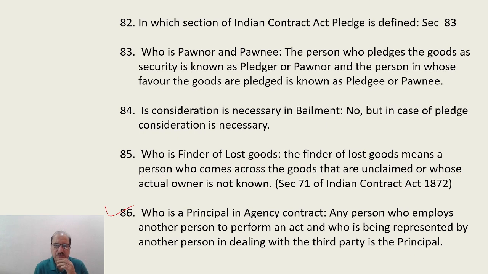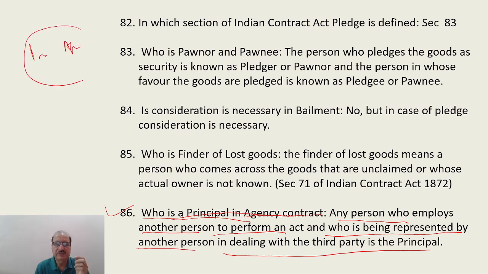Then question number 86. Who is the principal in agency contract? A person who employs another person to perform an act and who is being represented by another person in dealing with a third party is the principal. Principal and agent, we understand. Principal is the person who engages someone to perform on his behalf. Principal वो है जो किसी को engage कर लेता है कि वो उसके behalf पे काम करे या कोई goods sale करे, तो उसे कहते हैं principal.